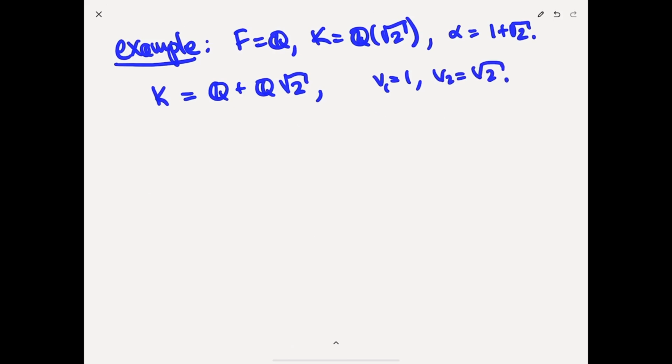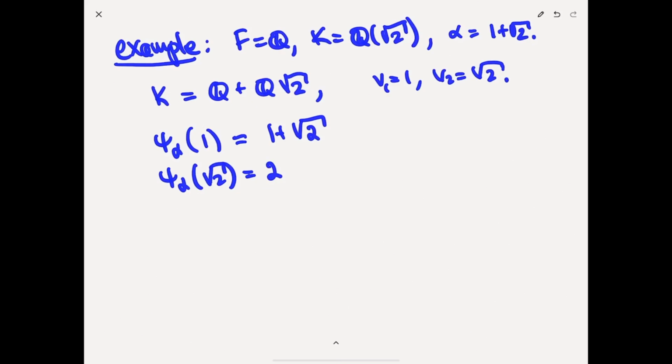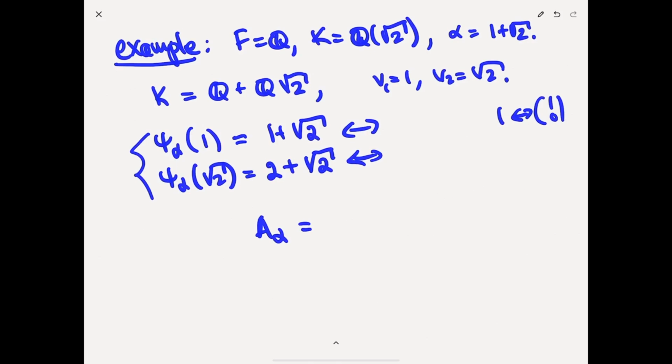All right, so let's look at what psi of alpha does to each of the basis vectors. Psi alpha of 1 is equal to 1 plus the square root of 2. And psi alpha of the square root of 2 is 2 plus the square root of 2. So here are our two operations. Now what happens when we write this in matrix form? So A of alpha, I'll write it in column form. We're using that 1 corresponds to (1, 0), and the square root of 2 corresponds to (0, 1). This is kind of our code here.